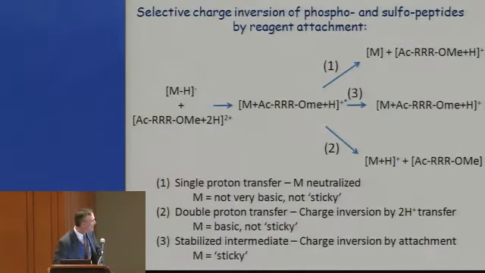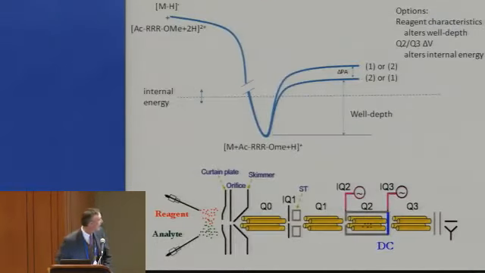So when M is neutralized, it's because the molecule's not very basic and not very sticky. Double proton transfer, it's not very sticky, but it's basic enough to pull some protons off of that pretty basic reagent. And then the stabilized intermediate is charge inversion by attachment. So this is sort of the cartoon of how it works and the variables that we have to play with.